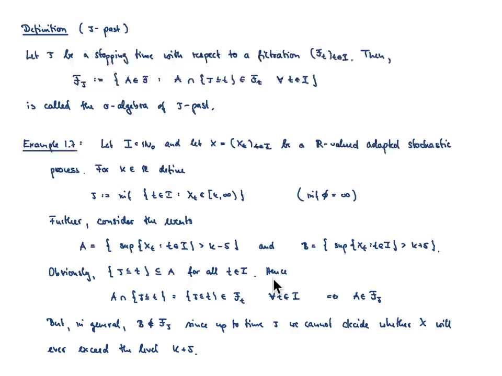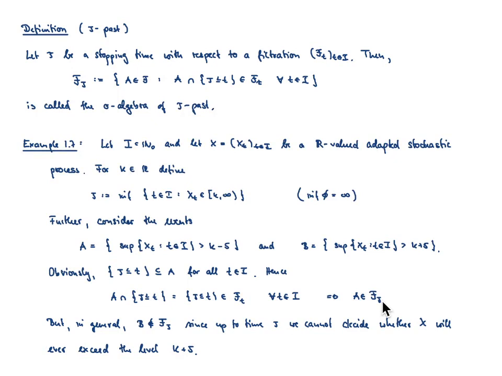So what does this imply? Well, if we now consider the intersection of this event A with the event that tau takes a value less than or equal to t, since this event is contained in A, we get here simply the event that tau is less than or equal to t, and since tau is a stopping time, we know this is in Ft for every t, meaning that this event is contained in the sigma algebra of tau past.